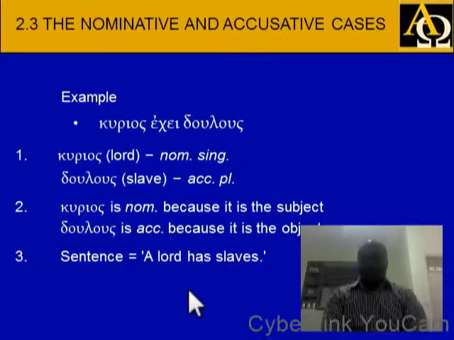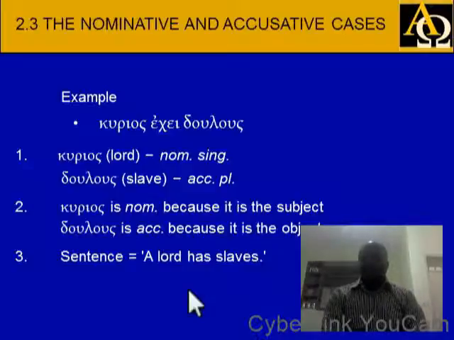Example: kurios echei doulous. We know what the word kurios means. The word kurios means Lord. The word echei comes from echo, which means I have. The word doulous comes from the word doulos, so it's the plural of doulos. So in this case, it's the Lord has slaves. So kurios is nominative, singular. Doulous, slaves, is accusative, plural.